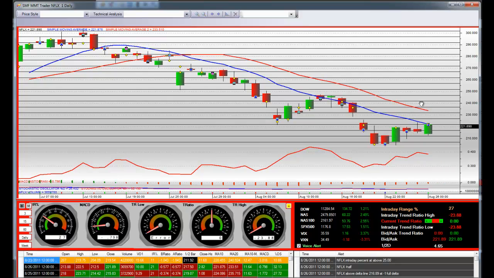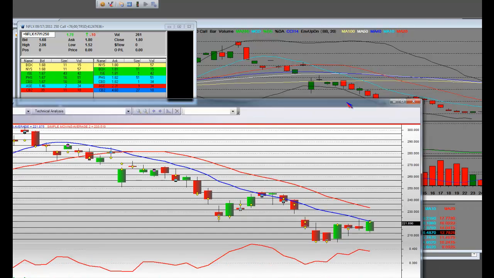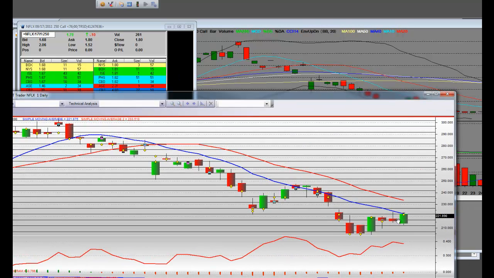So now that we know where we're at within the trend structure on a daily level, we're going to kind of slide this over out of the way, and we're going to take a look at where we're at. So we have a $250 call right here on NFLX. It's a 9/17 expiration. Okay?